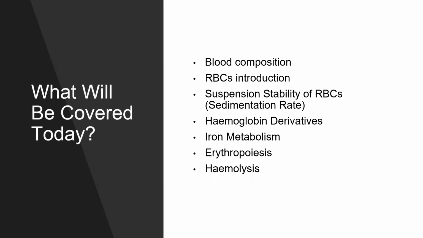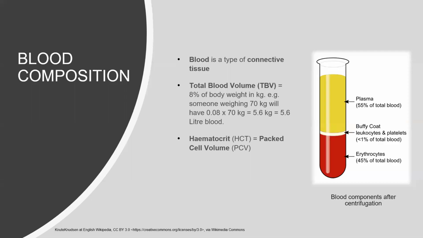The first is blood composition in a very general way, and afterwards we'll go through RBCs, their suspension stability or the sedimentation rate, right? Hemoglobin derivatives, iron metabolism, erythropoiesis, and hemolysis. All right, so let's start.